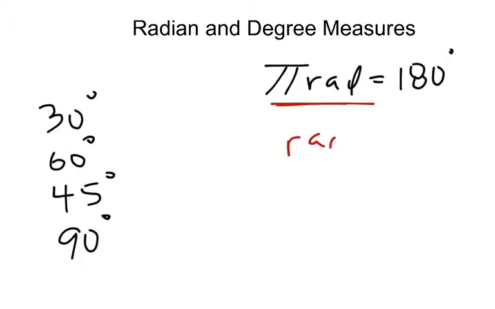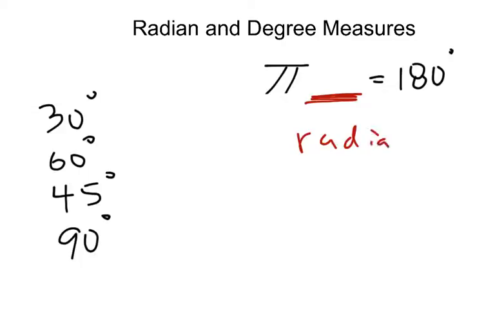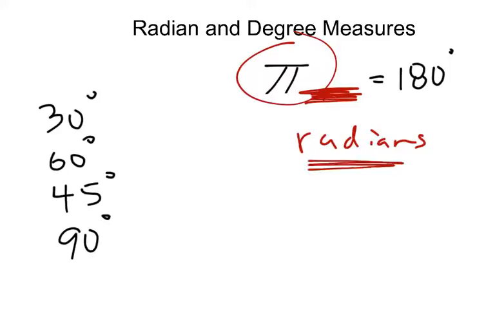Okay, so RAD stands for radians. Sometimes we don't even write the units. We just write pi. But it's understood that if there are no units after the pi, then the units are radians. When we have degrees, we always put that little circle. That means 180 degrees. But again, if we put units after our measure, then the units will be radians.